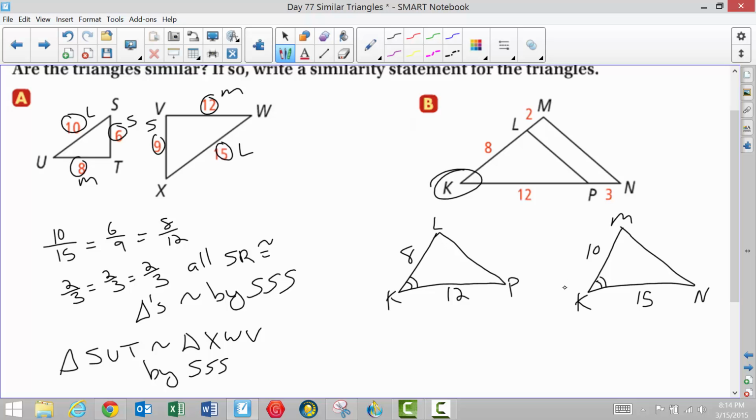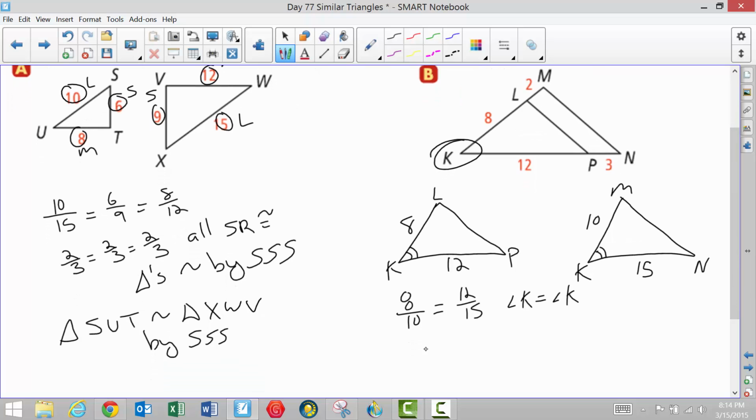So I'm going to see, are these similar by side angle side, which states that I have two congruent side ratios with the included angle being congruent. So I need to check, is 8 and 10 the same as 12, 15, because I have angle K equal to angle K. So this is testing side angle side. So 8 over 10 is going to be 4 fifths. Is it the same as 12 over 15? Well, I know 4 can go into 12, but 4 can't go into 15, but 3 can. So I have 4 fifths. And I have angle K is still congruent to angle K. So these are similar by side angle side.